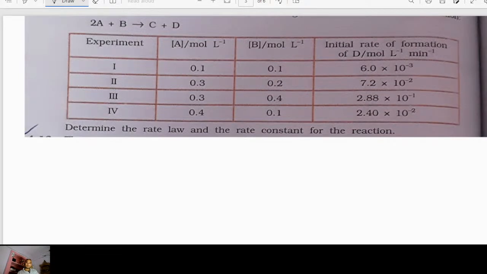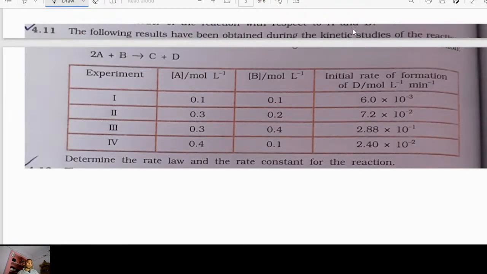Now we are moving to the next question. This is an extremely important question, question number 11, and a very nice question, you can say, student. What is the question? The following results were obtained, student, during the kinetic study of the reaction 2A plus B is equal to C plus D, right?